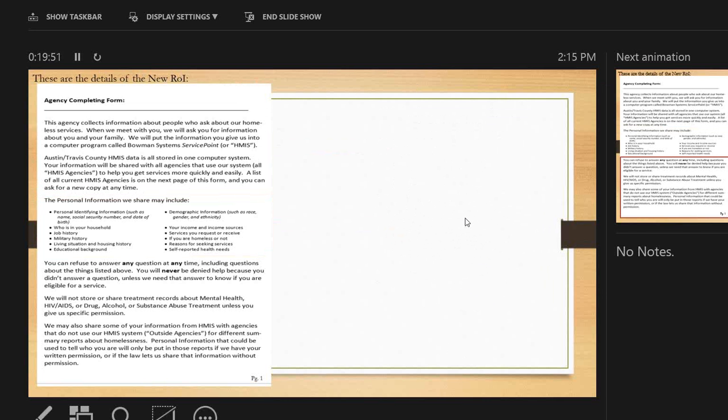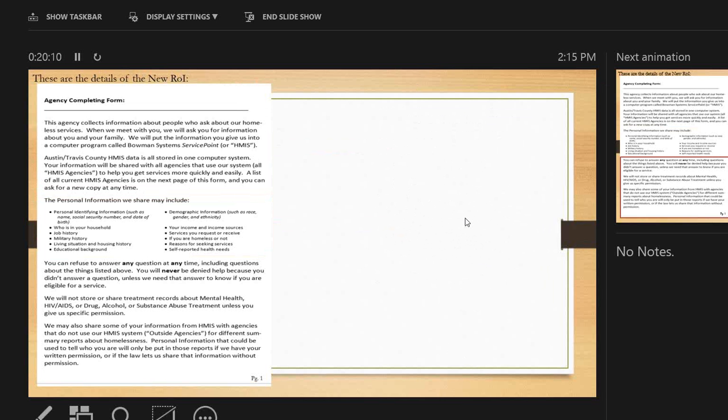You can refuse to answer any question at any time, including questions about the things listed above. You will never be denied help because you didn't answer a question unless we need that answer to know if you are eligible for a service. We will not store or share treatment records about mental health, HIV or AIDS, or drug, alcohol, or substance abuse treatment unless you give us specific permission.